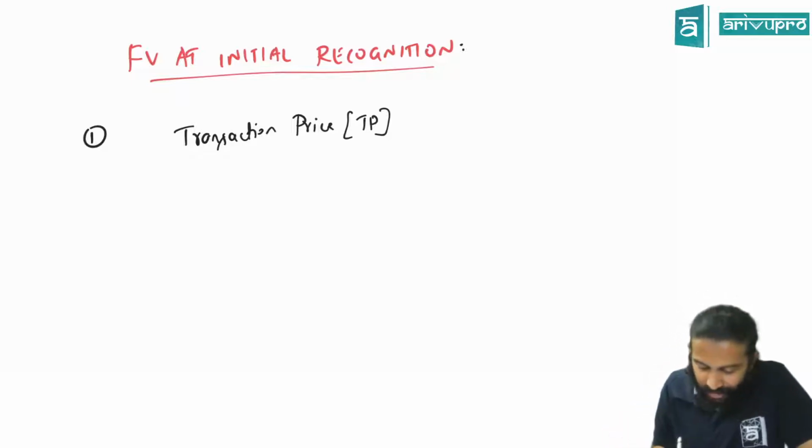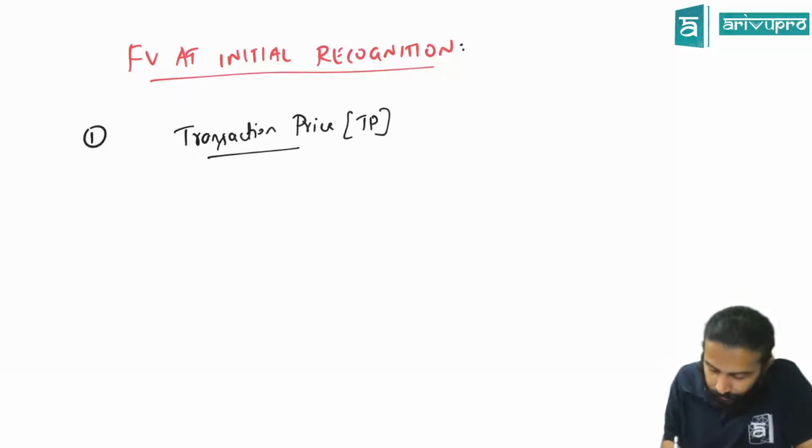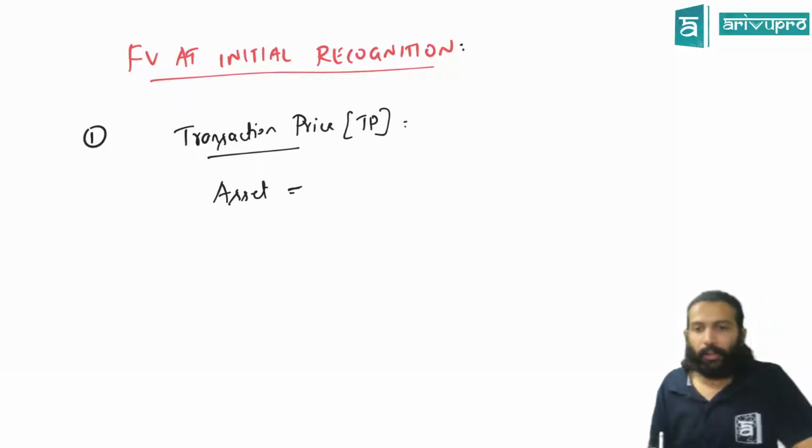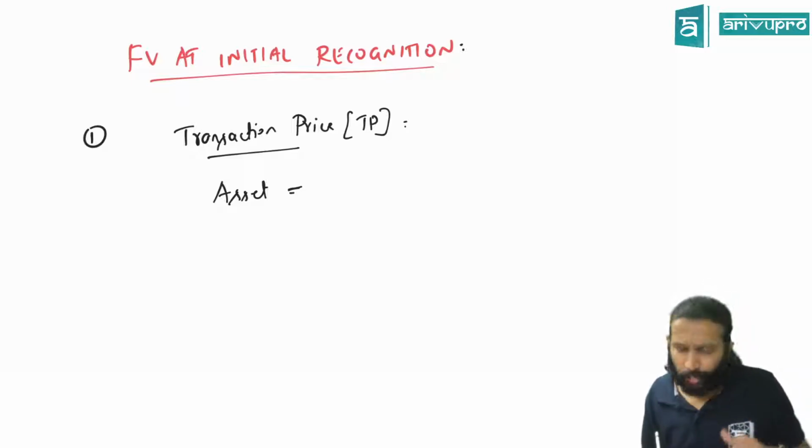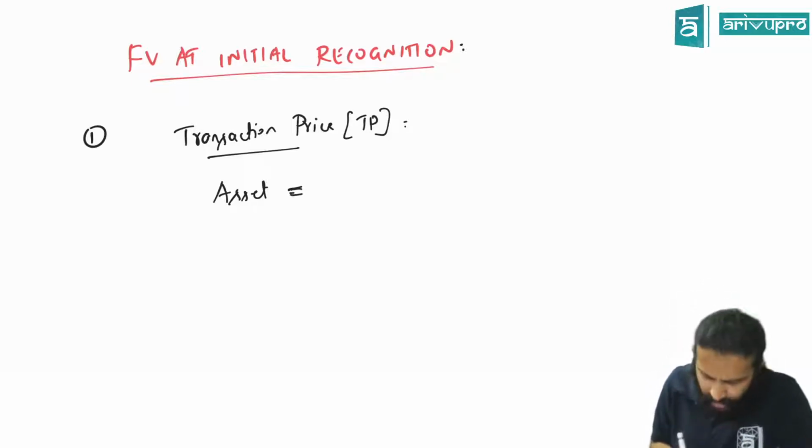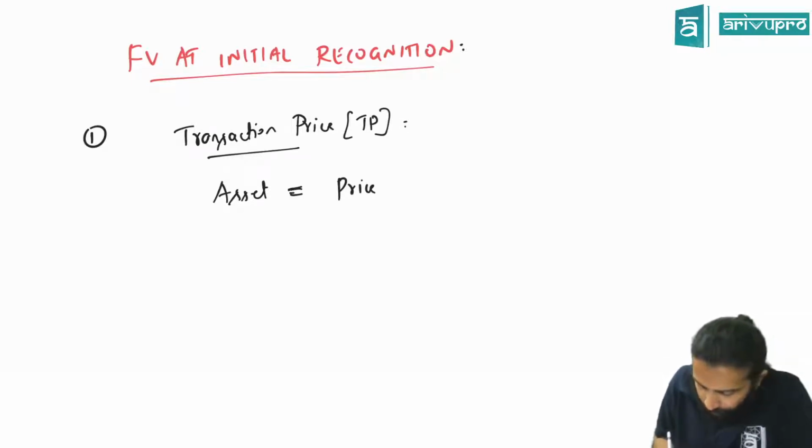So transaction price, can you tell me what is transaction price for asset? What is the transaction price for asset? Purchase price to buy the asset, correct? So for asset, the transaction price is the price paid to buy the asset.